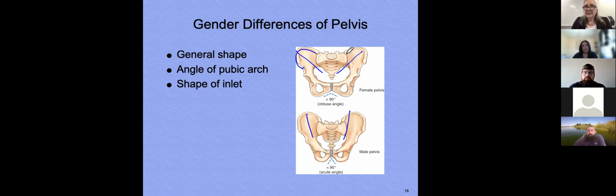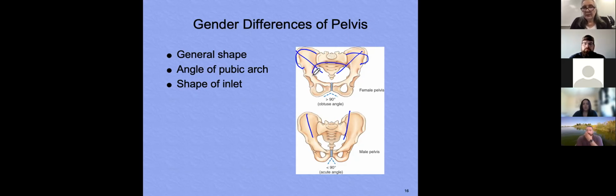These wings on a female pelvis are like this. On a male pelvis, they're more like this. So it's the general shape. One has the wings out, and these are called the wings or the ala. So they're like this or like this, female, male.